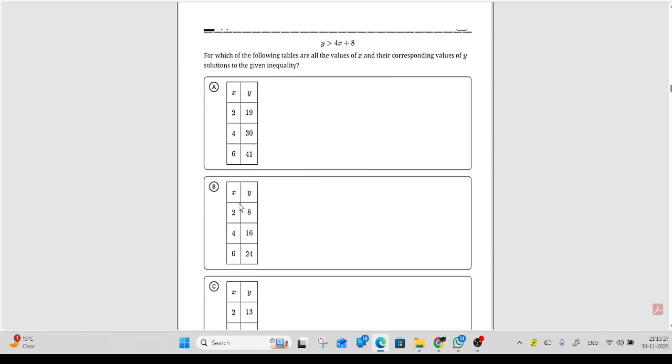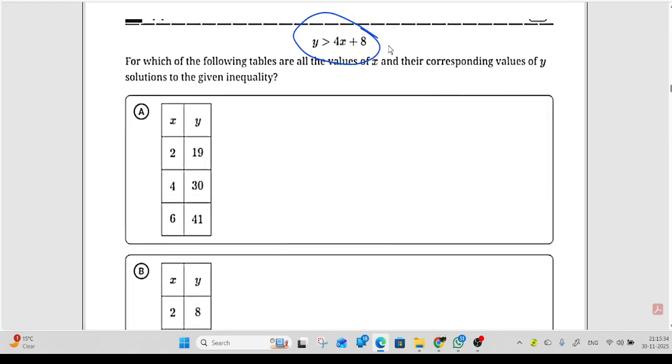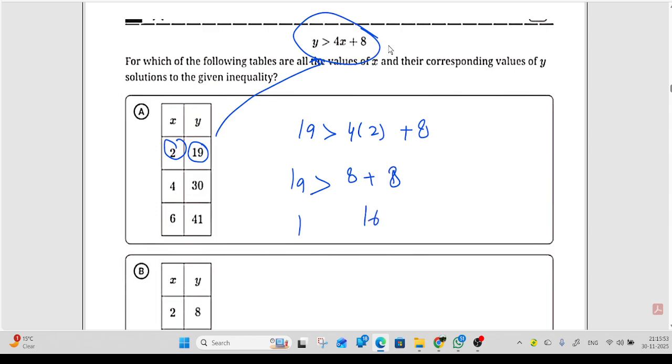if you plug in, this is my inequality, y is greater than 4x plus 8. When x is 2, y is 19. If we plug these values in, we put 19 in place of y and 2 in place of x. So this is 19 greater than 4 times 2, 8, plus 8, so this is 16. 19 is greater than 16, so this is true, right?